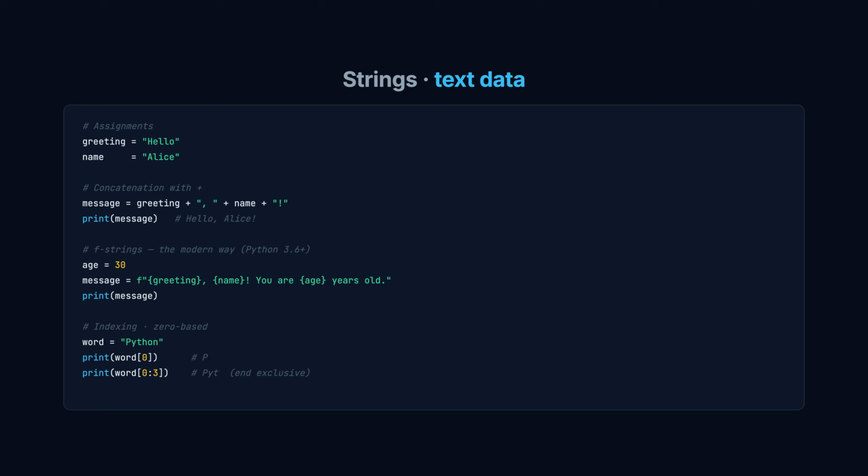word[0] gives you "P", and you can slice out a range. word[0:3] gives you "PYT". Characters at positions 0, 1, and 2. Notice it stops before 3. The end index is exclusive, not inclusive. This confuses people for exactly one day and then never again.